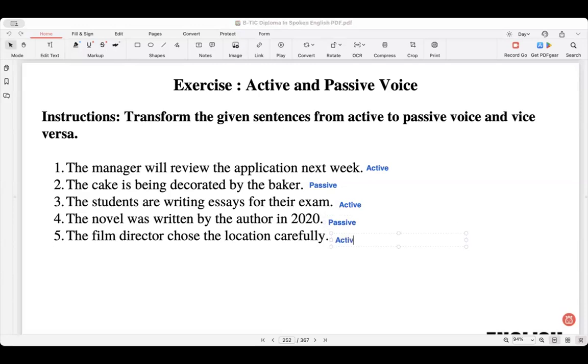Now, can you convert it into the next form? So active to passive, passive to active. This one active to passive again, passive to active, active to passive. Okay, okay, miss.